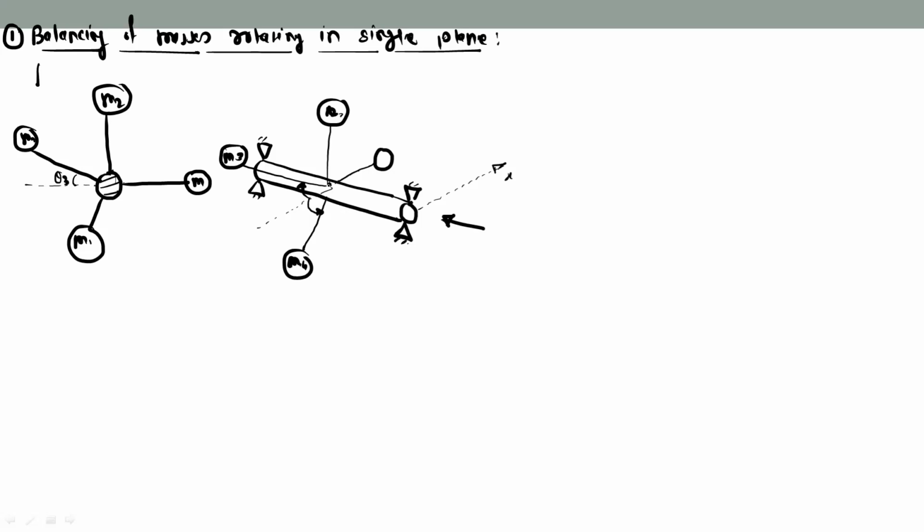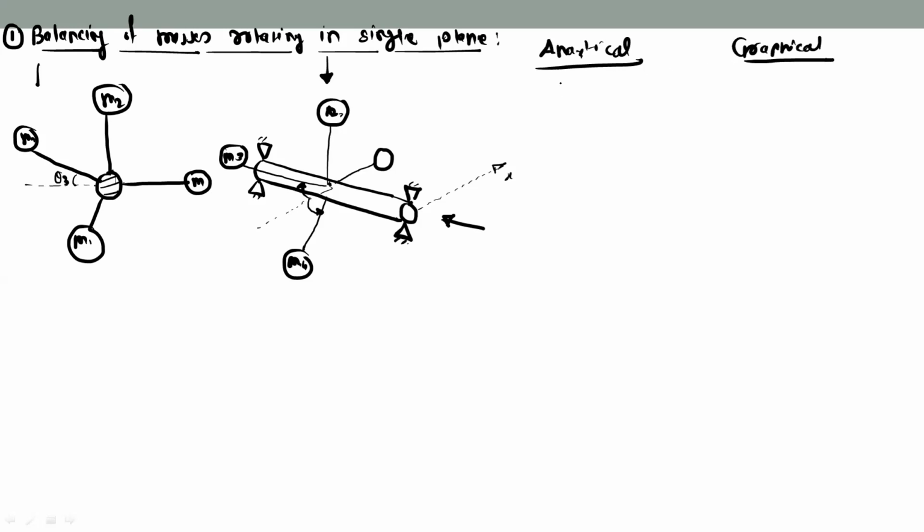So all these masses are lying in the single plane. If you observe from the top direction, all these masses will lie in a single vertical plane. So now we want to balance this complete system by adding the counter mass. For that we can use either the analytical approach or the graphical approach.